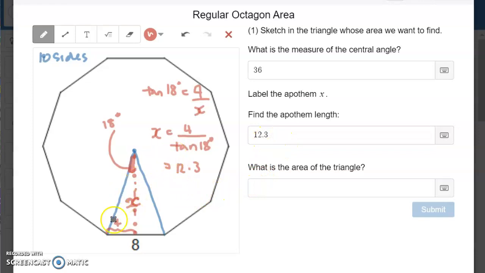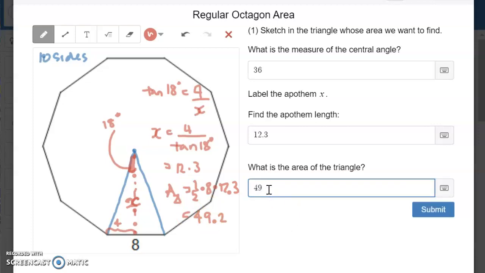Now, what is the area of this triangle? Now that I've figured out what the bottom is, I can figure out the area of the triangle. Area of the triangle is going to be half times base, which is 8, multiplied by the bottom, which we just figured out to be 12.3. Then when I use the calculator, I get approximately 49.2. So 49.2, and I submit.